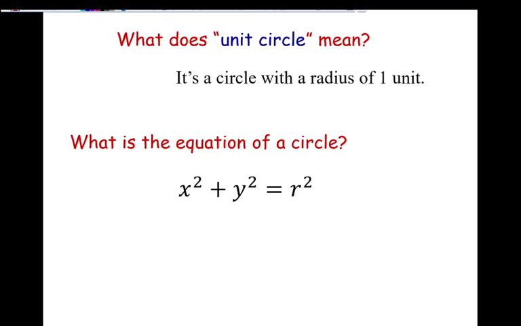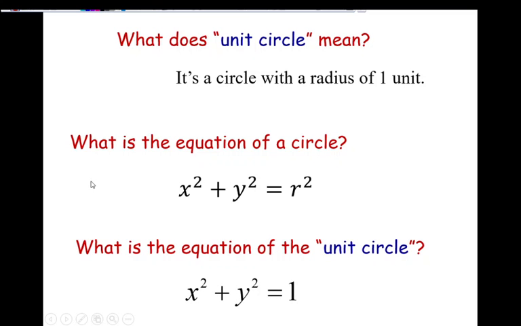What is the equation of a circle? Well, the equation of a circle is x squared plus y squared equals r squared. Which means that the equation for the unit circle is x squared plus y squared equals 1 because the radius of the unit circle is 1. This equation, x squared plus y squared equals 1, is going to become really important later on. We'll go over more equations of circles when we get to conic sections, but we're just getting some basic definitions out of the way.